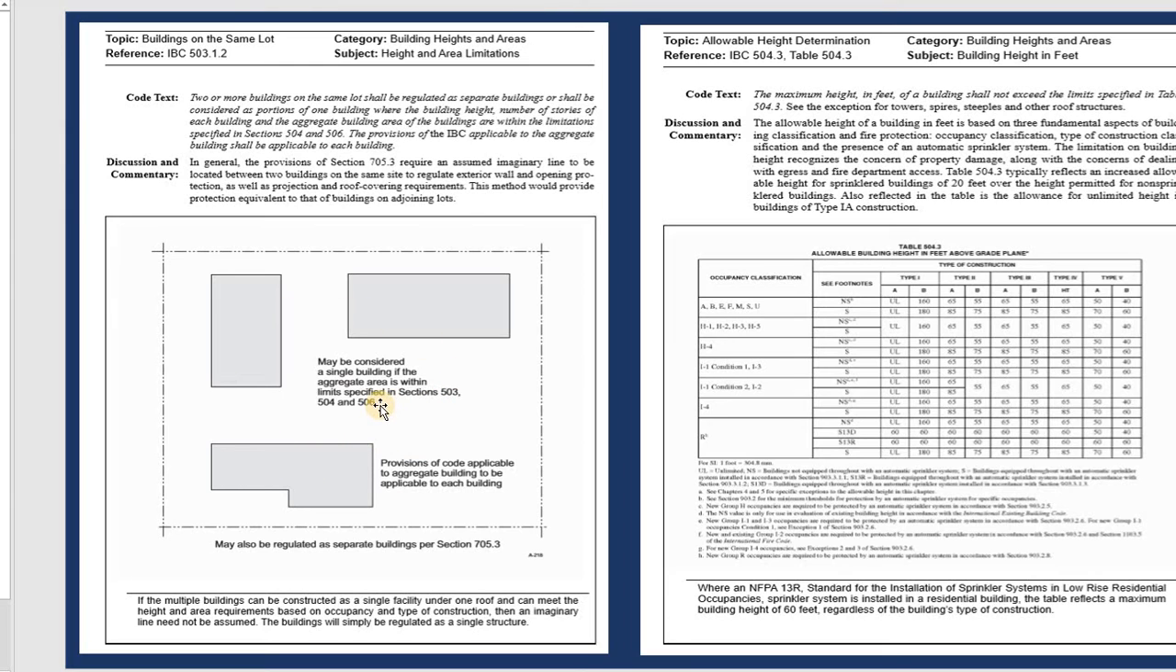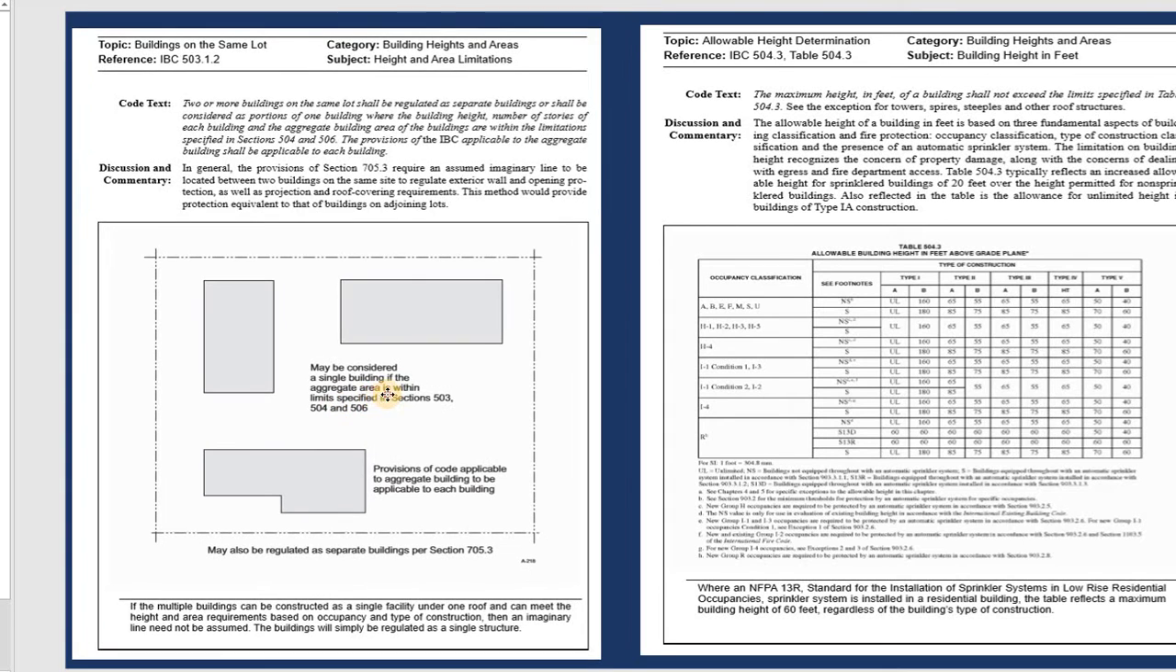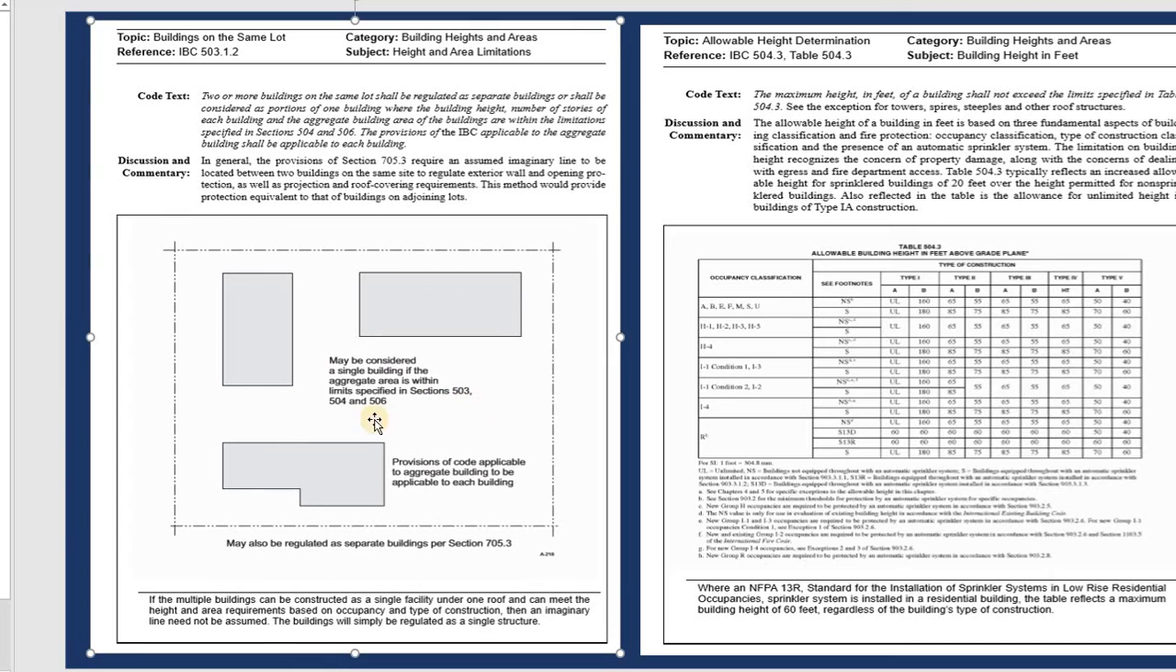For the area limits, you can look at Sections 503, 504, and 506, and you can see what applies regarding the area limit. So that's one example for many buildings in the same lot.